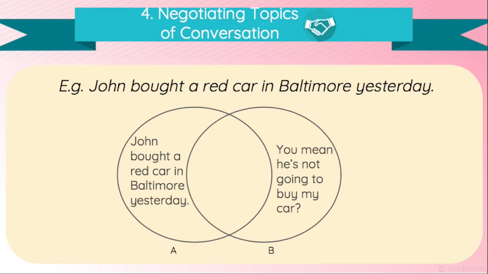Okay, so let's have this example with the same statement by speaker A. Speaker B says, you mean he's not gonna buy my car? So think about the intersection of these two statements. So it's probably John bought a new car. They both said that there was a car. They both referred to that. But as you could see, speaker B does bring up a new topic, that perhaps John was actually supposed to buy his car, and perhaps he could be infuriated that he didn't.